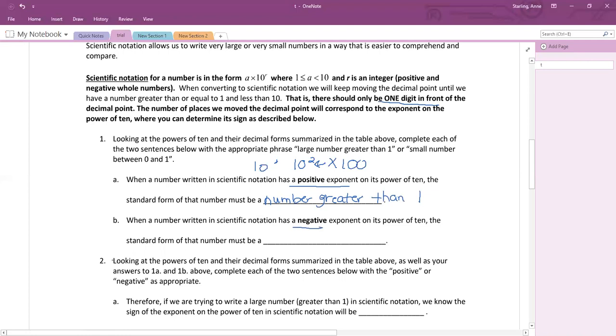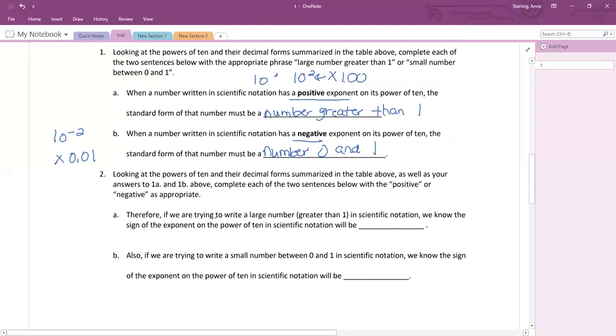And then if we have a negative exponent, like 10 to the negative 2, that's like multiplying by a decimal. So you're going to have a number that is between 0 and 1, a smaller number. Now we don't do negatives in this. That would just have a negative in front. So negative exponents just mean a really small number between 0 and 1.